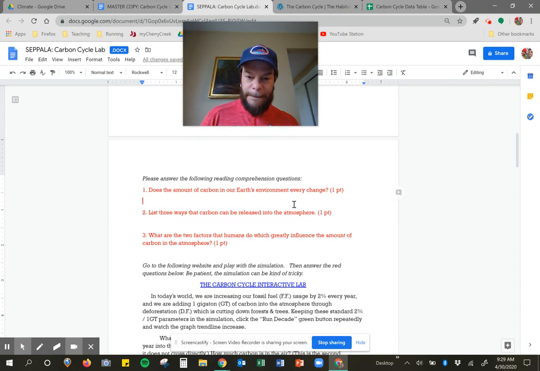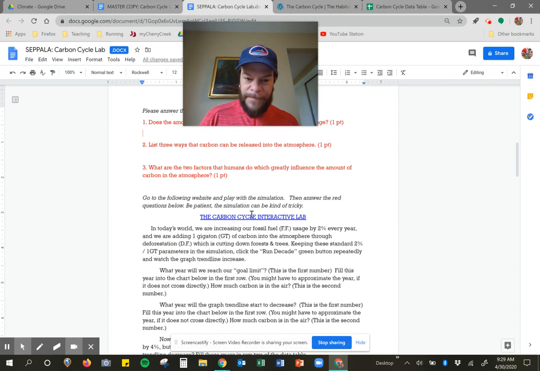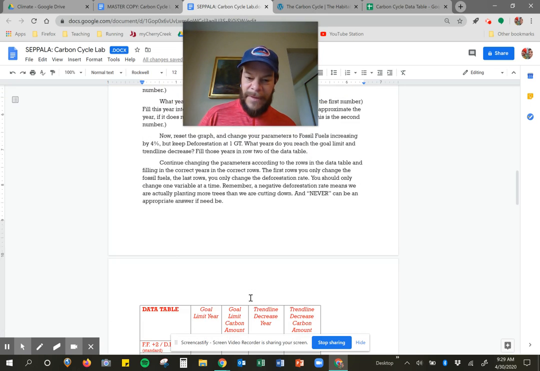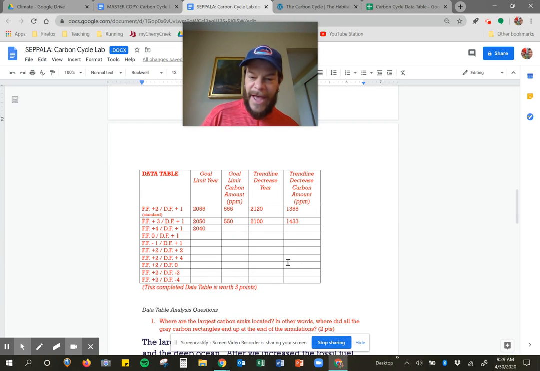Moving down, here is the lab. Here's an explanation of the lab. There was a video that Chloe made that also explained the lab. And here was the data table that you had to figure out. This data table, I admit, was a little bit wonky. It wasn't in total order. What we had to do for the first 5 rows was keep deforestation the same and change the amount of fossil fuels. And then for the last 5 rows, we had to keep fossil fuels the same and change the amount of deforestation.